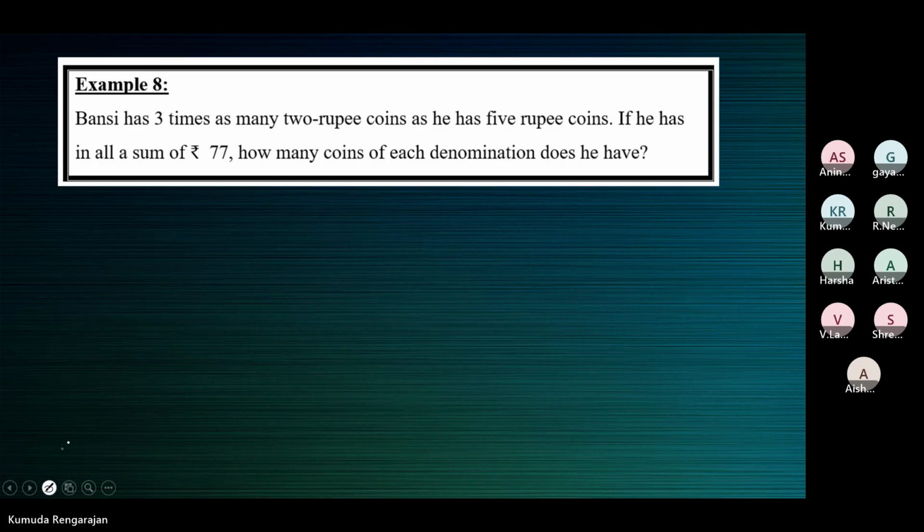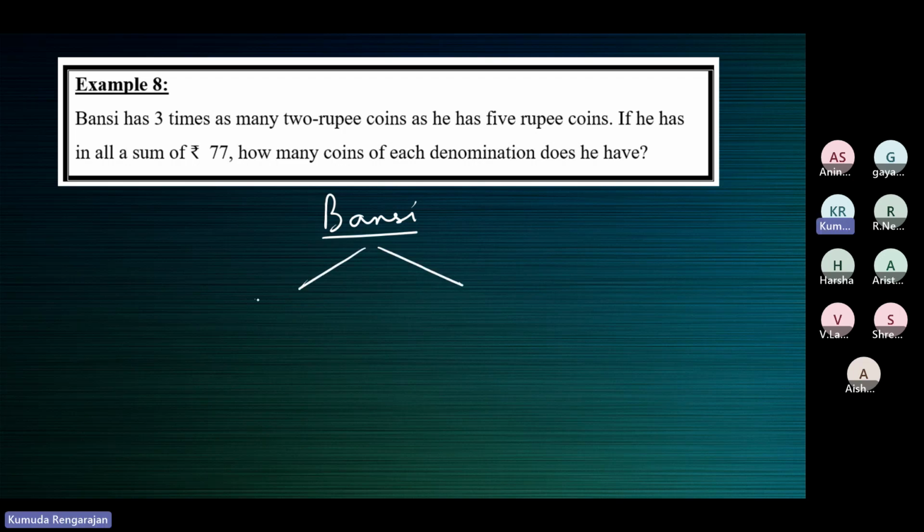Here, Bansi has 2 rupee coins and 5 rupee coins. He has 3 times as many 2 rupee coins as he has 5 rupee coins. So if the number of 5 rupee coins is x, then the number of 2 rupee coins will be 3x, because he has 3 times as many 2 rupee coins as 5 rupee coins.